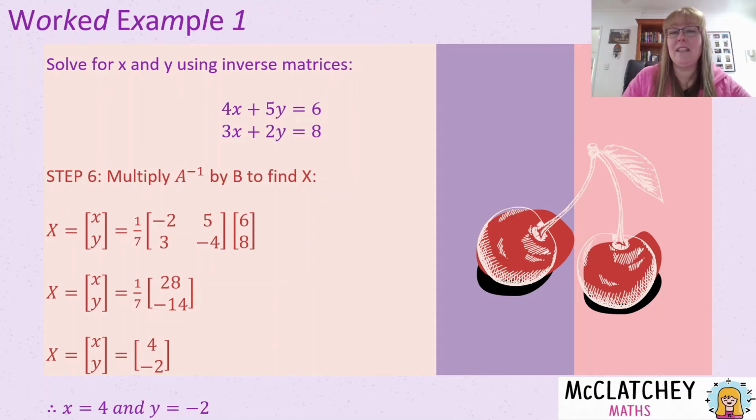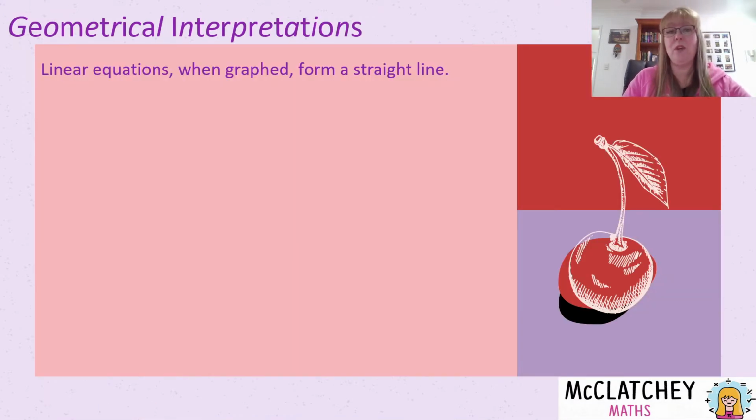Okay, so now we can say that our solution is x is equal to 4 and y is equal to -2. And we've actually solved simultaneous equations using matrices. Okay, we've also got some ways that we can interpret this using graphs.